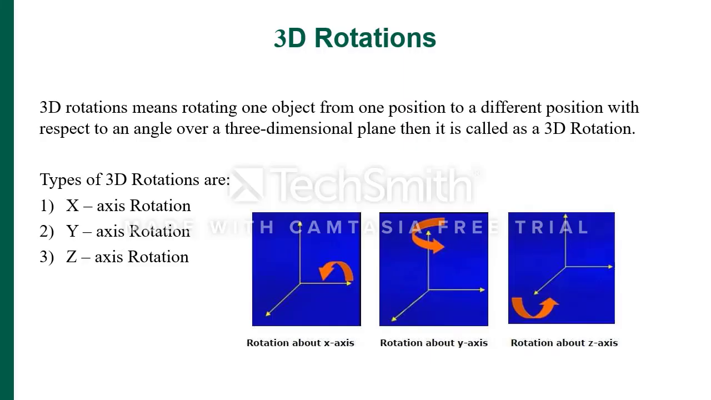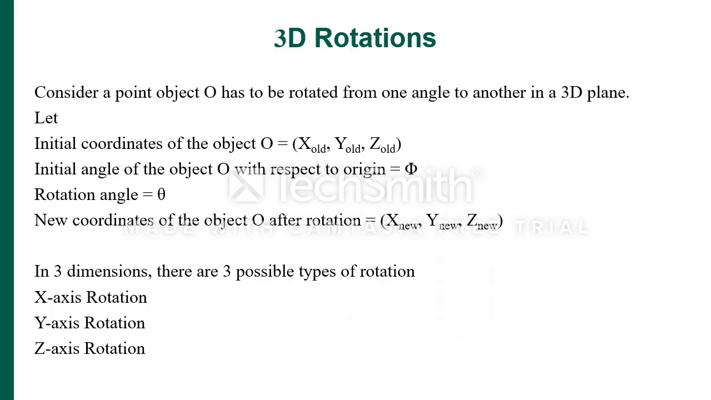Next, moving into 3D rotation. 3D rotation means rotating an object from one position to a different position with respect to an angle over a three-dimensional plane. We have three types of 3D rotations: x-axis rotation, y-axis rotation, and z-axis rotation. In the case of x-axis rotation, the x-axis is fixed. Let us take a small example for that. As usual, we have object coordinates x old, y old, and z old, rotation angle theta, and new coordinates x new, y new, and z new.